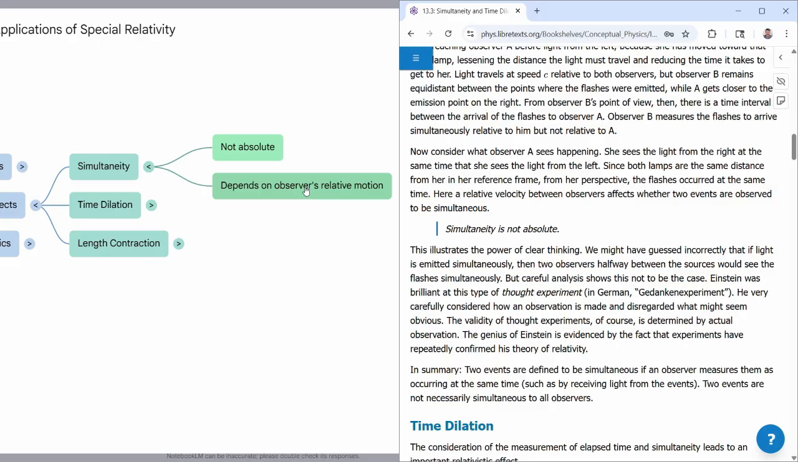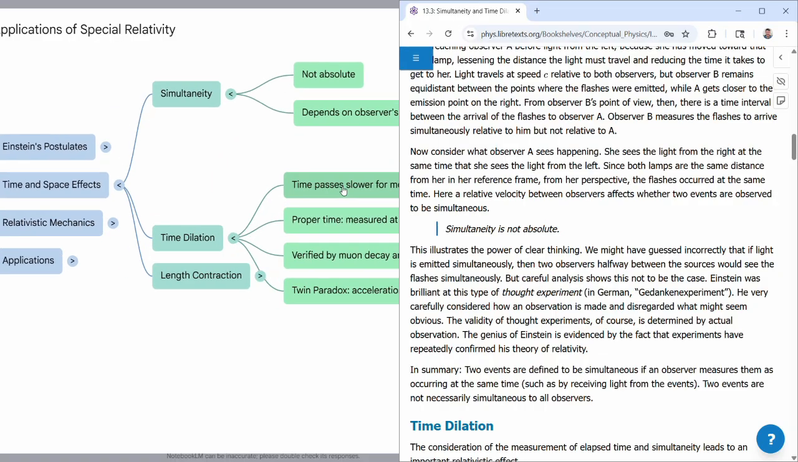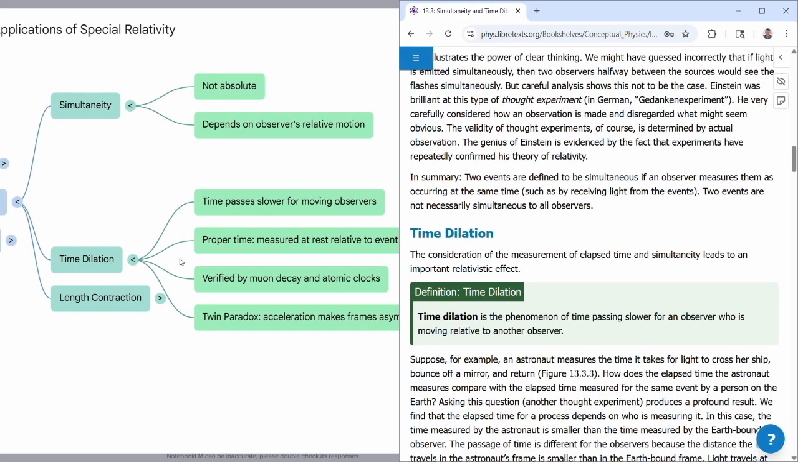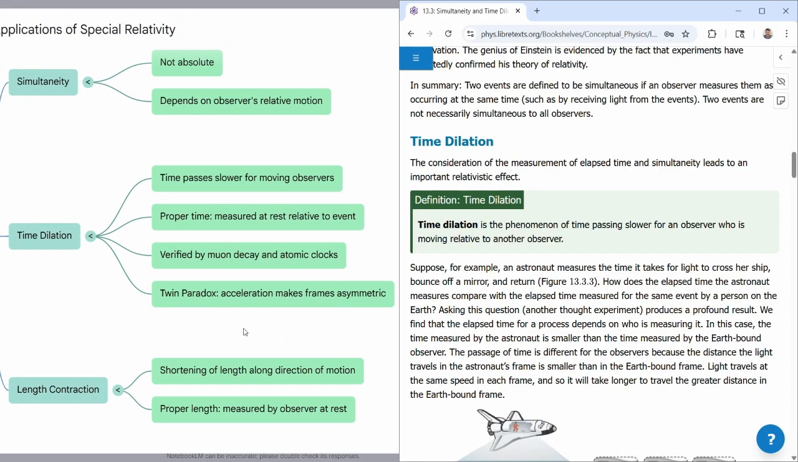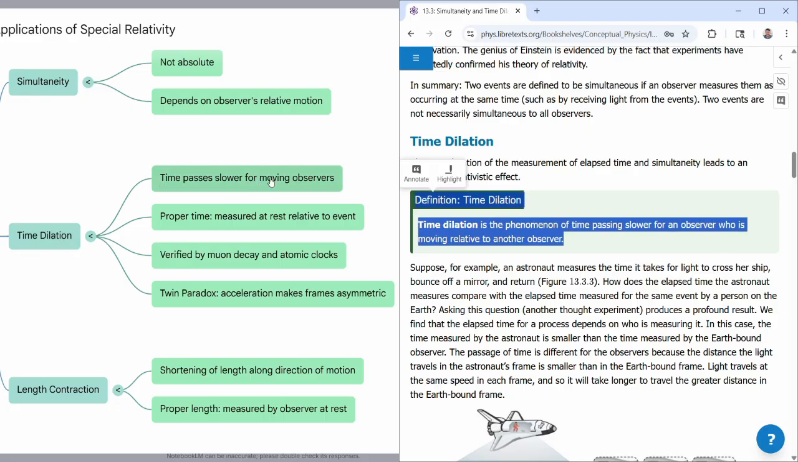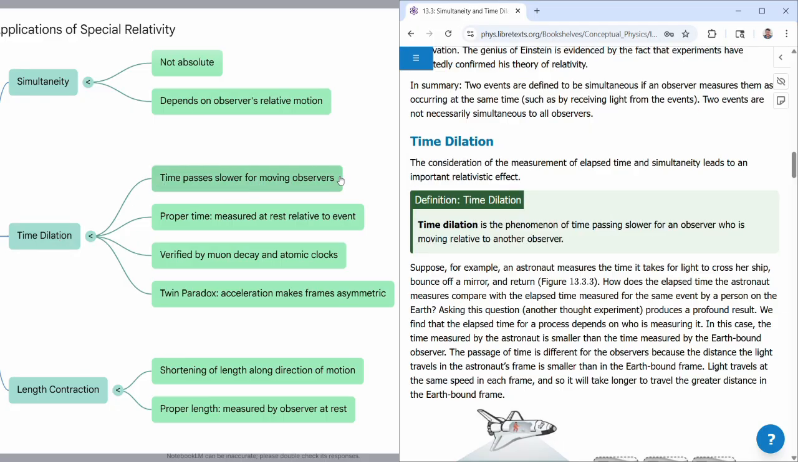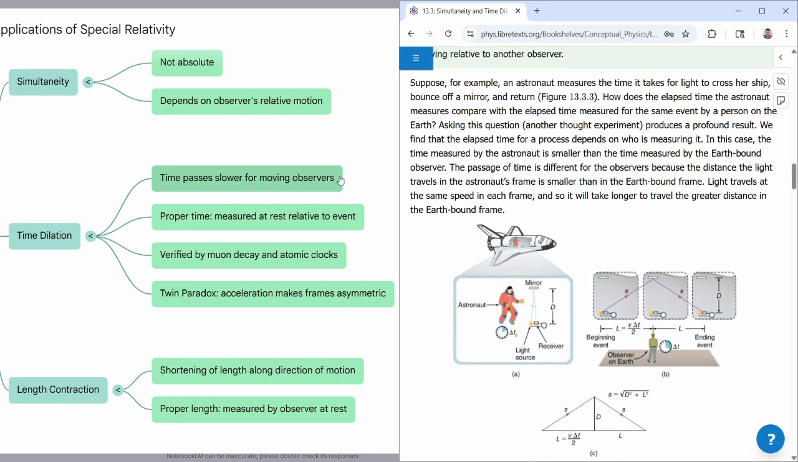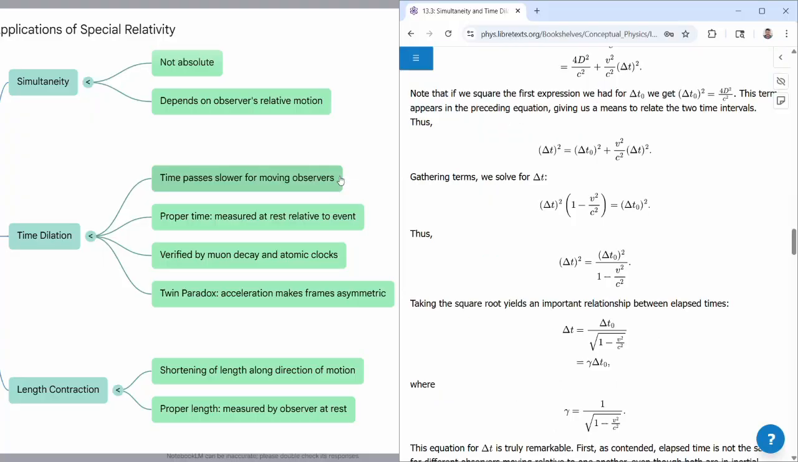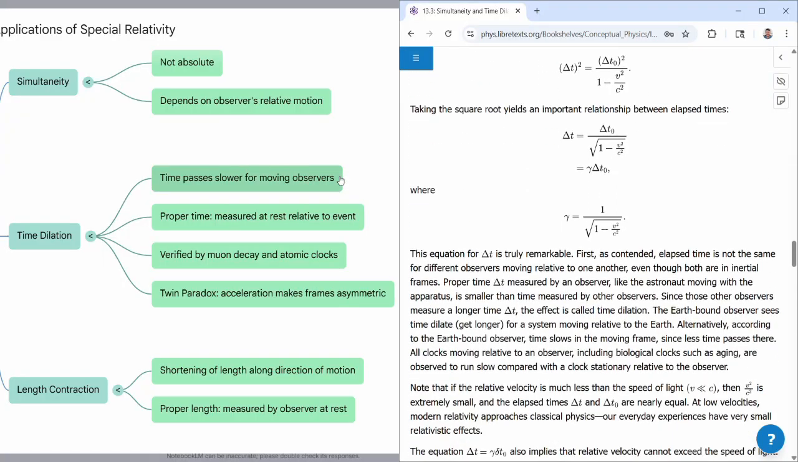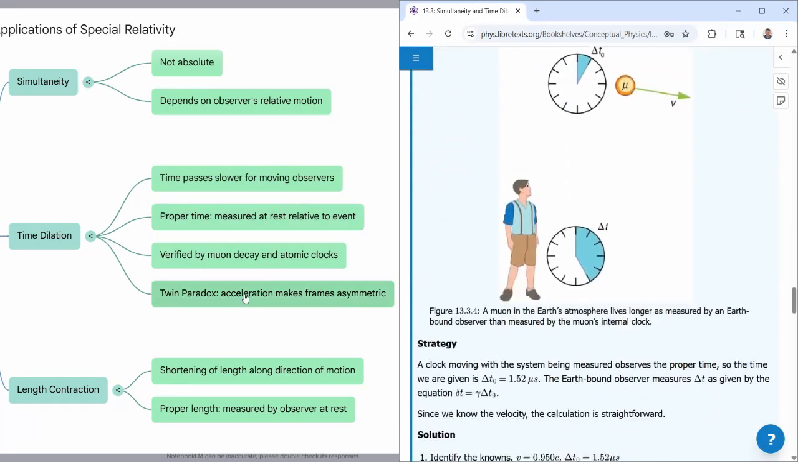Continuing to use Einstein's postulates, you can derive these relativistic effects called time dilation and length contraction. I would summarize time dilation as: time passes slower. I would say moving clocks are slow, because they are. If a clock is moving, the number of seconds it ticks off will be slow compared to your clock, which is stationary. And in the lecture, you will see this derived.